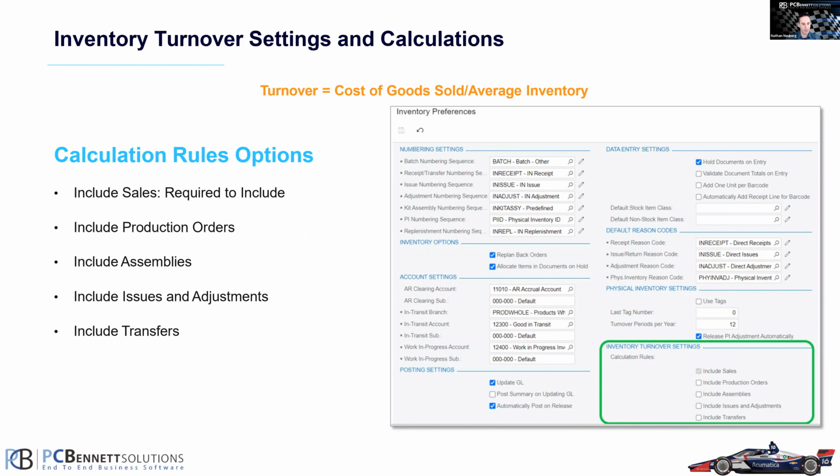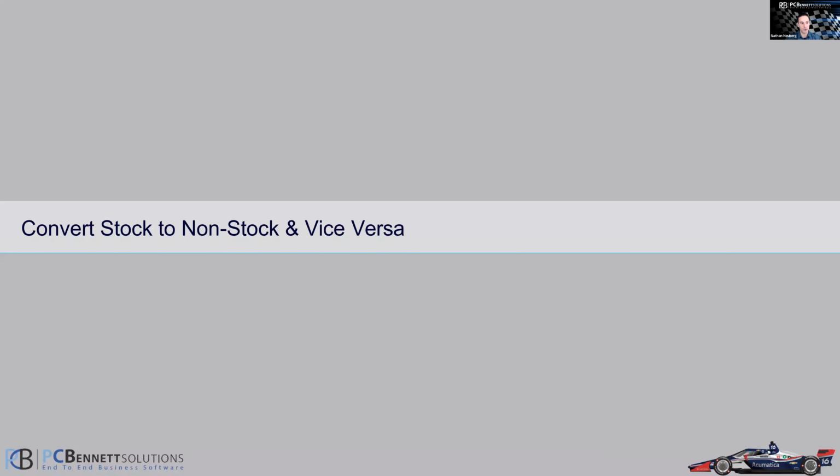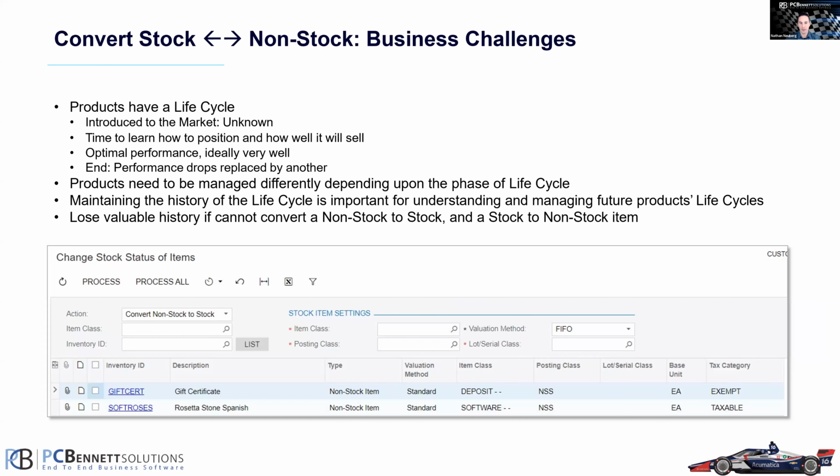So what do we do with that? How can we use that information to better improve the lifecycle management of our items? One of those improvements in the new version is the ability to convert stock items to non-stock items and vice versa. We didn't used to be able to do that, but it could be an important and beneficial improvement.